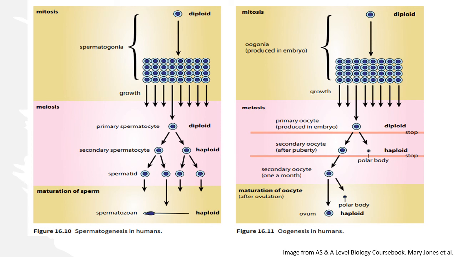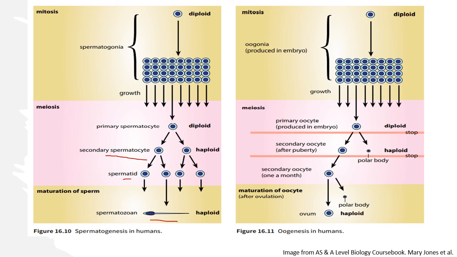So this is spermatogenesis on the left over here. As you can see, you start off with a diploid cell that grows and becomes spermatogonia, and then it becomes a primary spermatocyte and divides into secondary spermatocytes, which are haploid, and those secondary spermatocytes then give rise to spermatids that grow to become spermatozoa. So that is what spermatogenesis in human cells would look like.